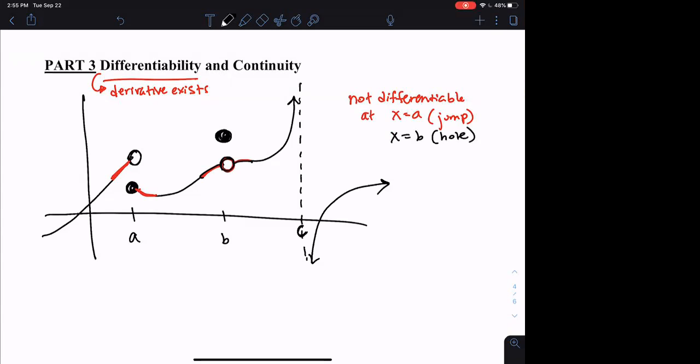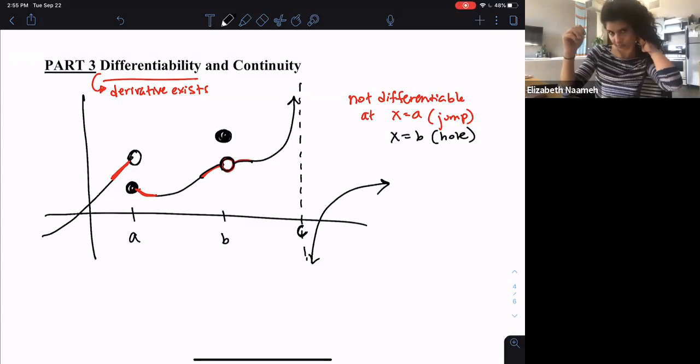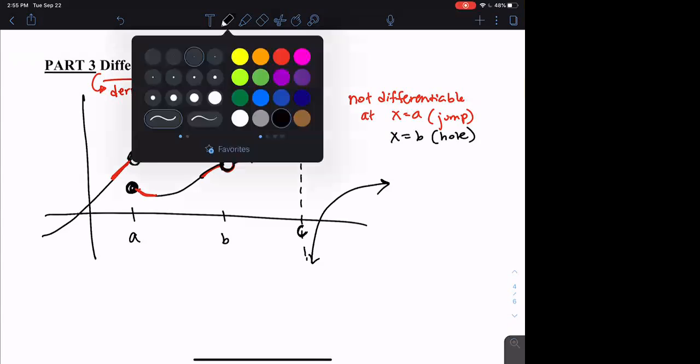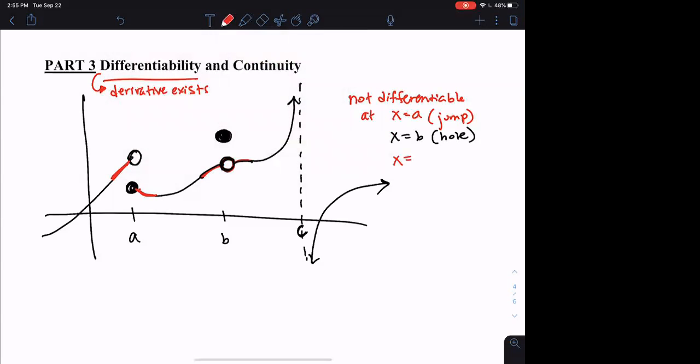Wait, the limit exists there though, right? The limit exists, but the derivative doesn't exist. We can't take the derivative at a single point. There is no derivative here, because derivative implies change. There's no before, there's no after. Wait, so when does the derivative exist? I'm going to tell you, we're going to find a pattern.